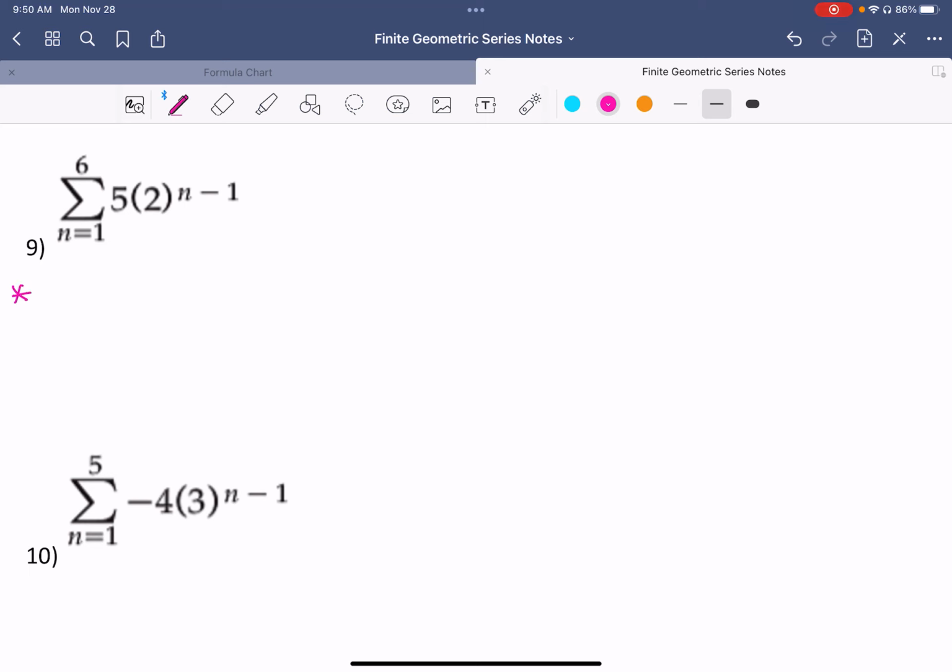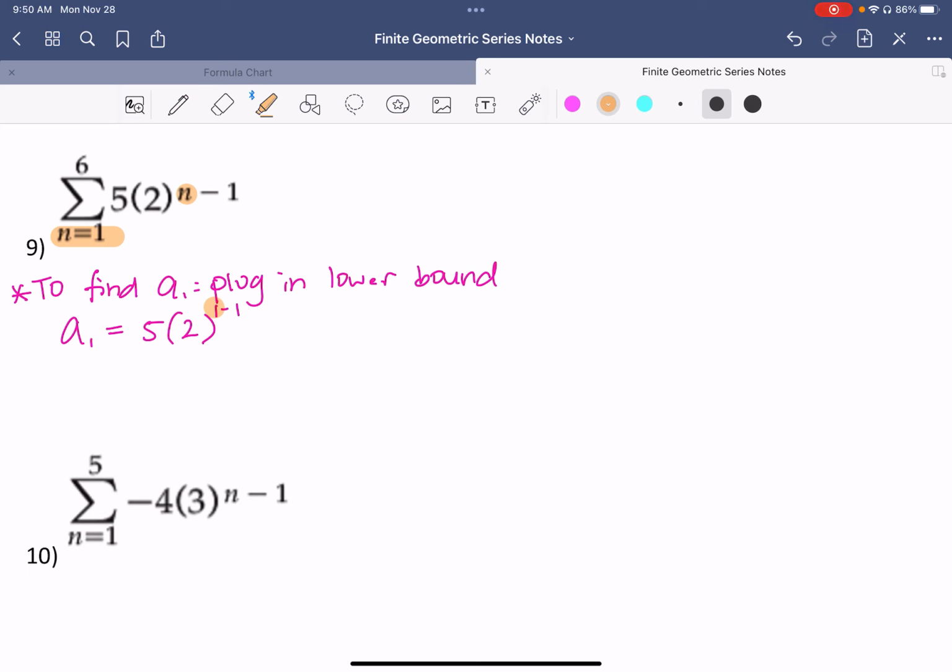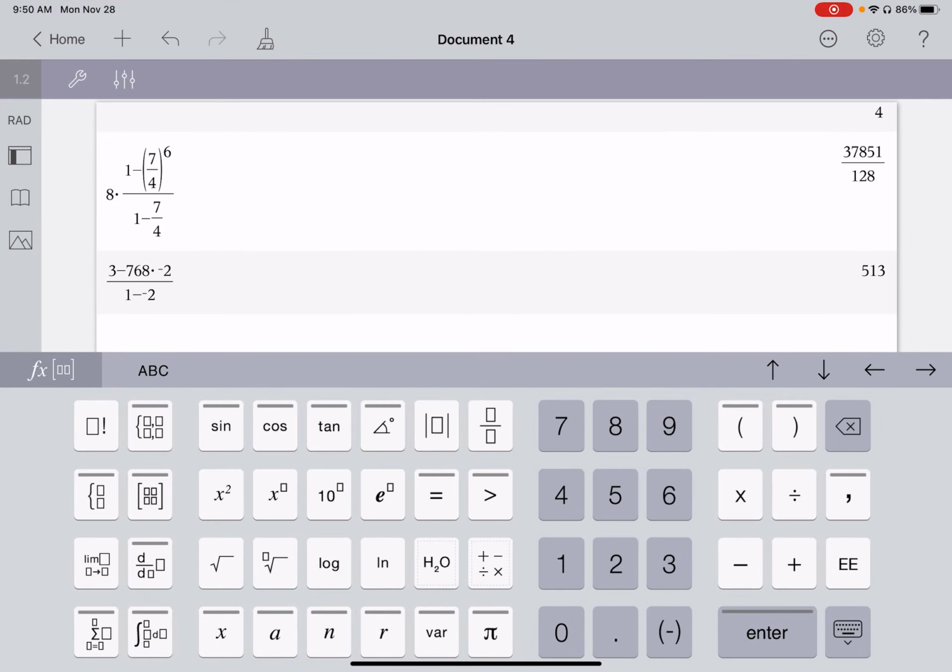So for starters, to find the first term, you're going to plug in the lower bound. The lower bound here is n equals 1, and I'm going to put that into n. So a sub 1 is going to be 5 times 2 to the power of 1 minus 1, and that's the n that I'm plugging in right there. Then we put that in the calculator to get the first term. So 5 times 2 to the power of 1 minus 1 is equal to 5.